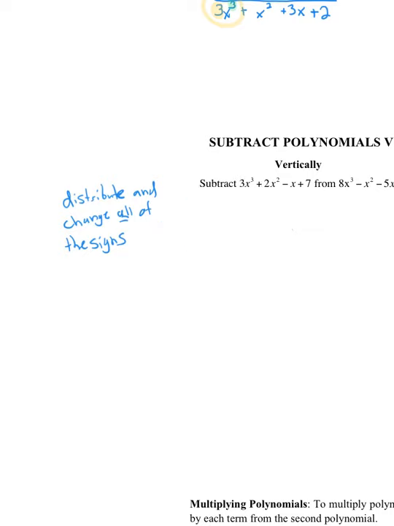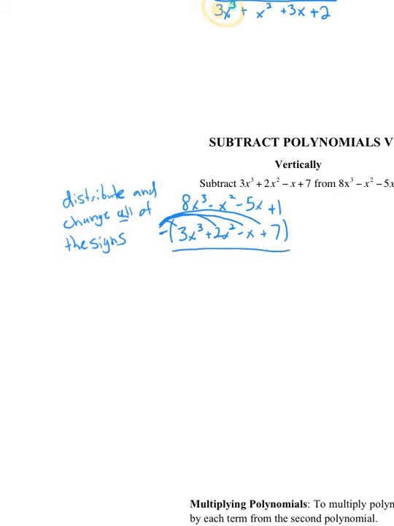Anyway, the big thing is that we want to make sure we distribute the negative sign. So we'll fix that: minus 5x plus 1, and then 3x cubed plus 2x squared minus x plus 7. Distribute that negative, so I'm going to get negative 3x cubed minus 2x squared plus x minus 7. Very important to distribute that negative sign, otherwise I will get this problem wrong.